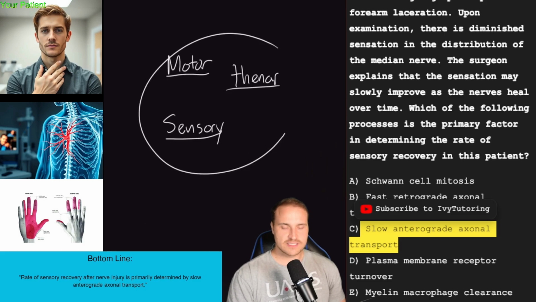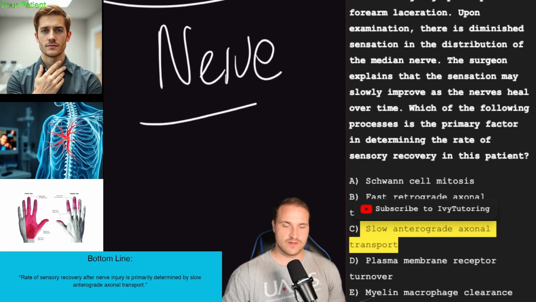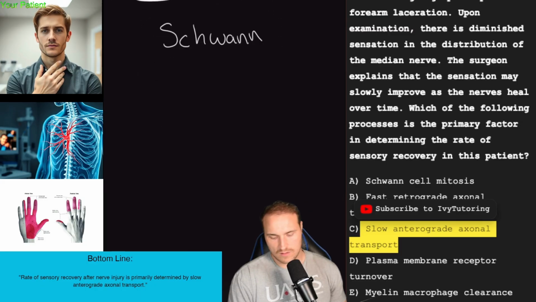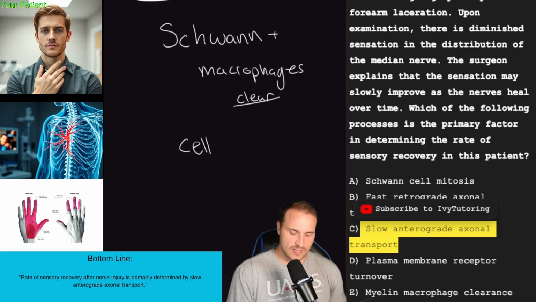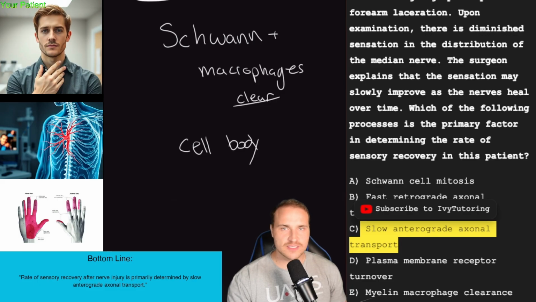Okay, so the breakdown of this question is simply we had a nerve injury. Ouch, no fun. Our nerve is hit. Our Schwann cells and our macrophages clear the debris, and then your cell body begins rebuilding the axon via slow anterograde transport.